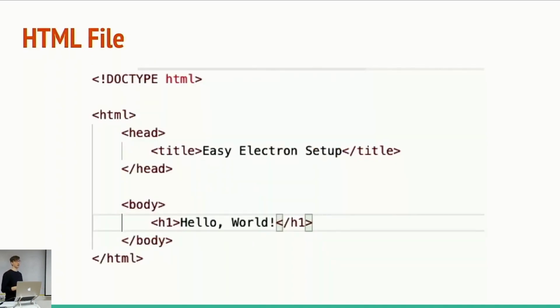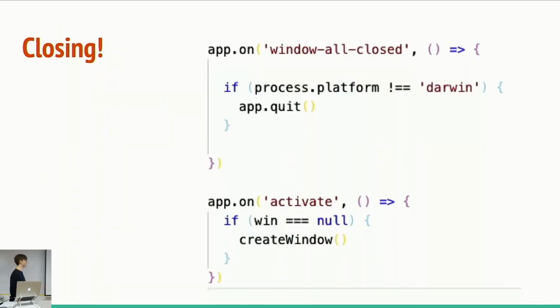And then this is what our HTML file will look like. It'll be quite simple. It'll just basically be a head and a body, and the body will have a hello world inside of it. So the classic, what is it called? Yeah, a classic application for a new coding language.